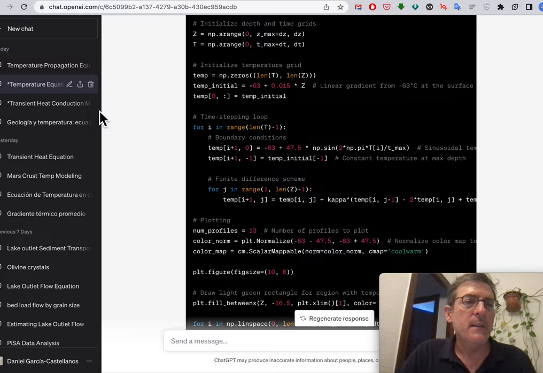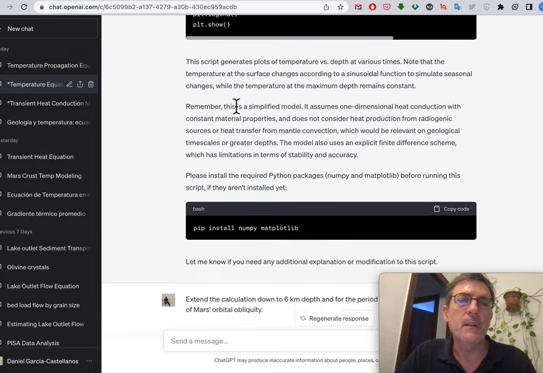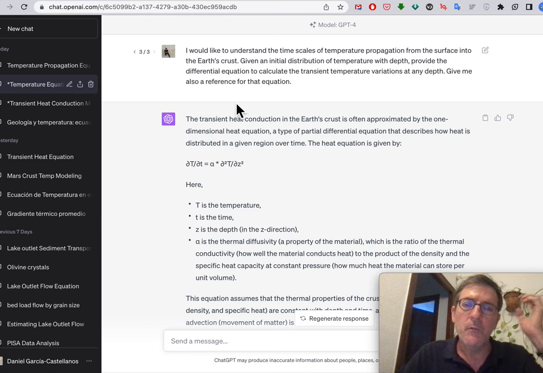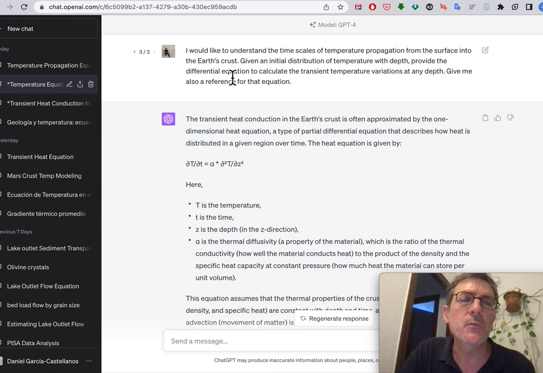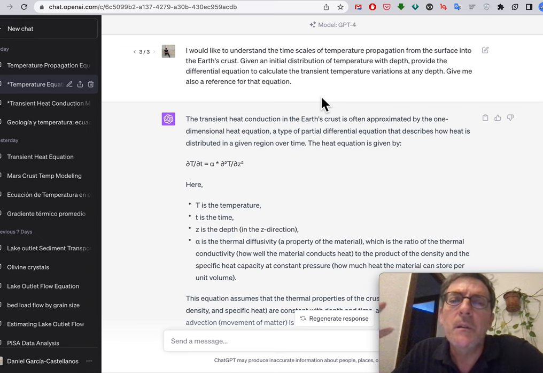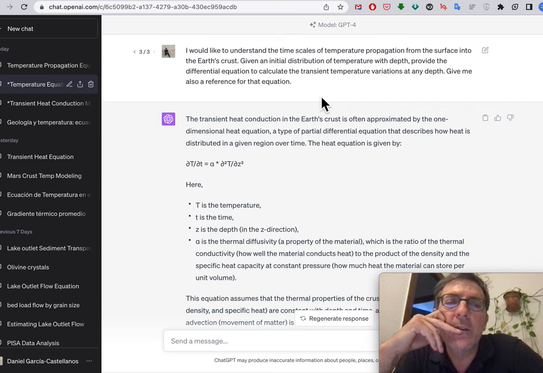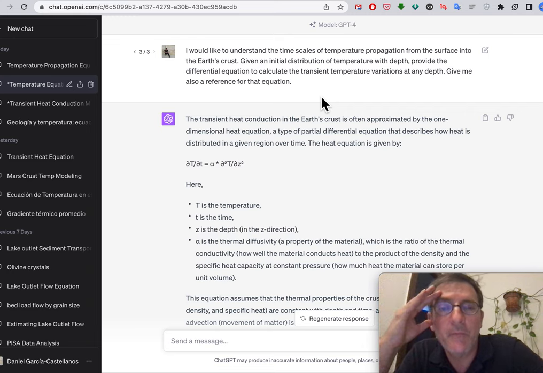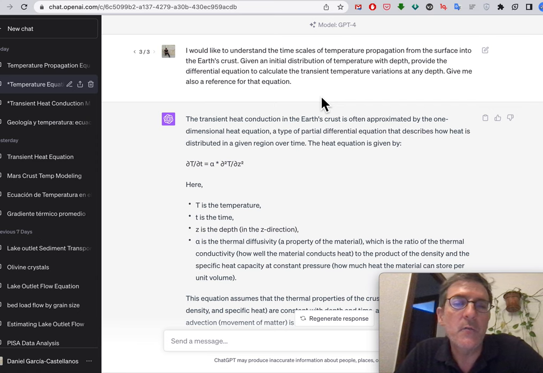Then to tackle this, we used GPT4, and we had this interesting conversation that I would like to share with you. I just put the problem straightforwardly to GPT, and I said, listen, I would like to understand the timescales of temperature propagation from the surface into the Earth's crust. Given an initial distribution of temperature with depth, please provide a differential equation to calculate the transient temperature variations at any depth, and also give me a reference for that equation.